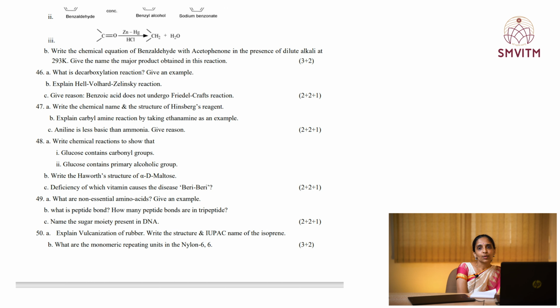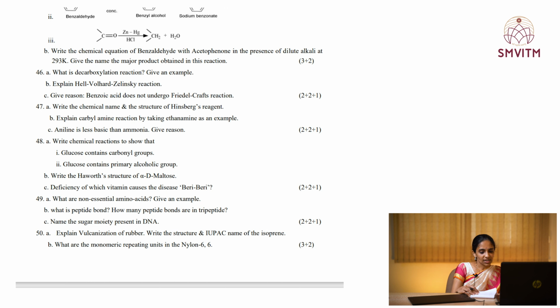What is a peptide bond? It is an amide bond formed by the reaction between the COOH group and the NH2 group of different amino acids. How many peptide bonds are there in a tripeptide? The bonds are only 2. If the peptide contains n amino acids, remember the peptide bonds will be n minus 1.